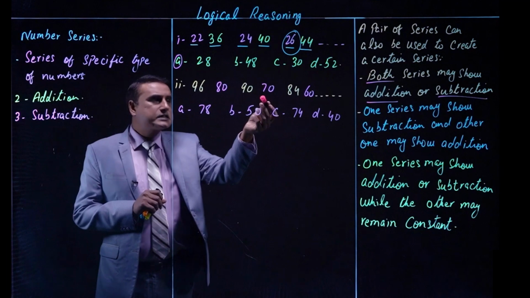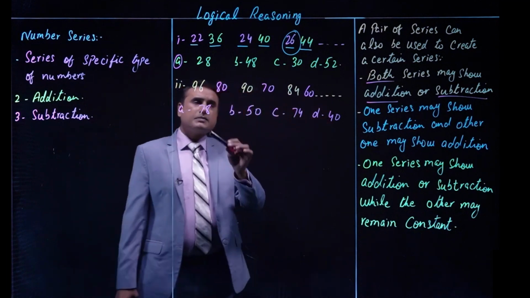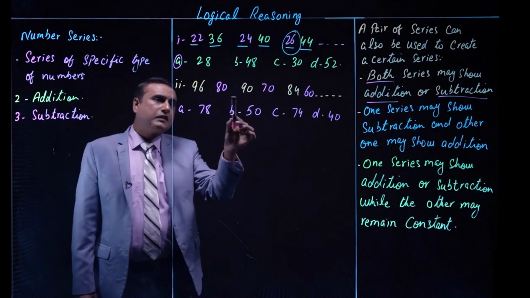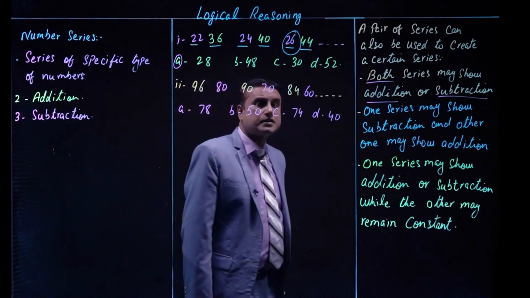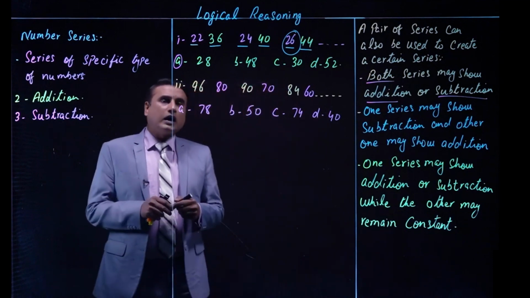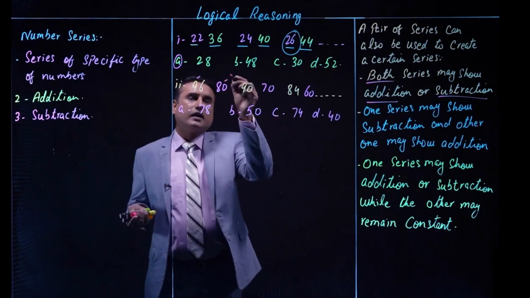96 minus 6, 90, and 90 minus 6, 84. Same is the case here, but on a different level. 80 minus 10 is 70 and 70 minus 10 is 60. So अब हमने सिर्फ ये देखना है कि 96 वाली सीरीज आगे आएगी या 80 वाली.